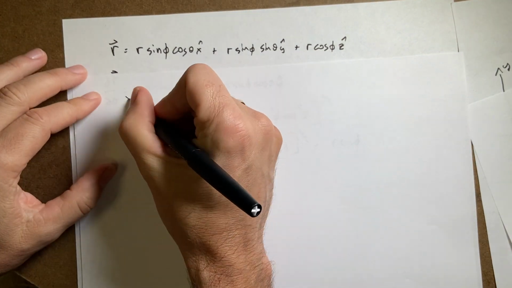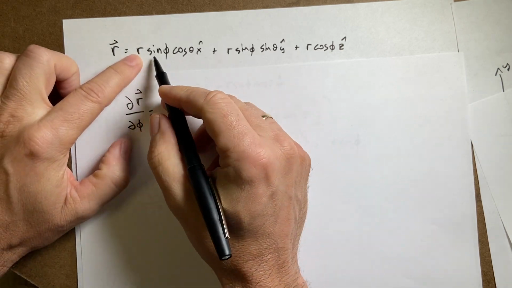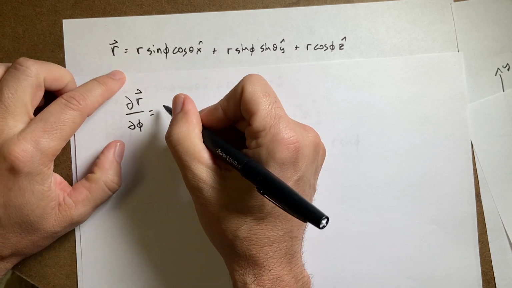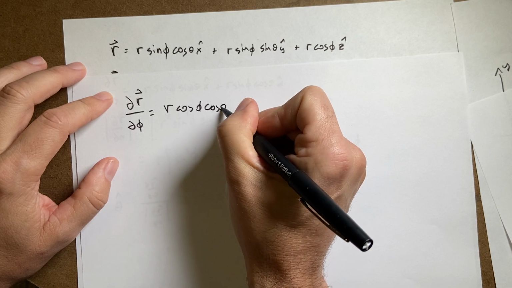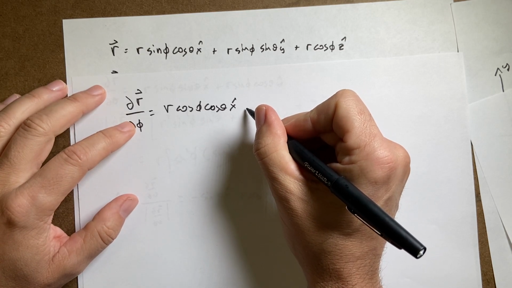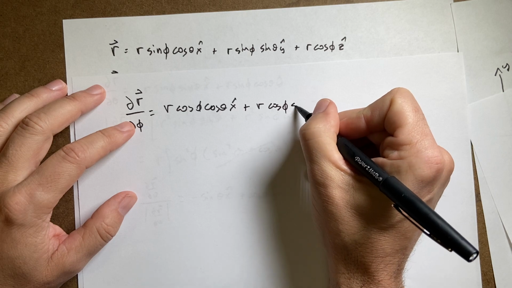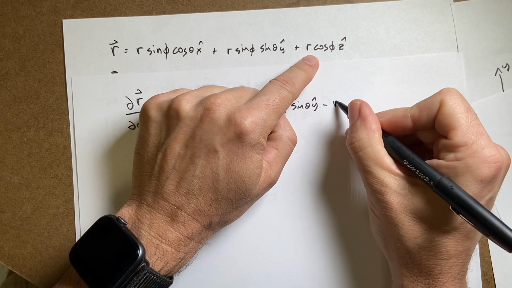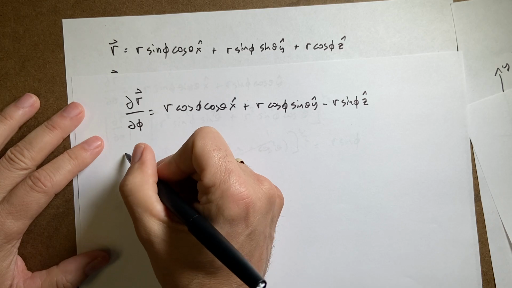The partial of r with respect to phi is going to be equal to, so here I have the partial of sine with respect to phi is going to be cosine, so I get r cosine phi cosine theta x hat. And then this one's going to be also plus r cosine phi sine theta y hat. And then this one's going to be minus r sine phi z hat. Now I need to find the magnitude.